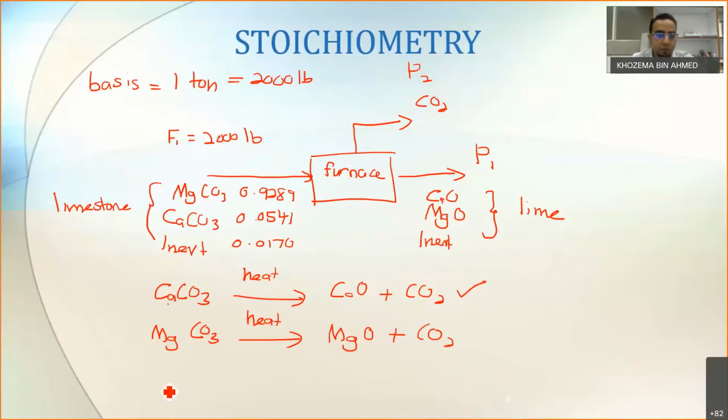So we do the same thing for the magnesium carbonate equation. Magnesium carbonate: magnesium is 1, carbon is 1, carbon is 1, oxygen is 3, oxygen is 1 plus 2 plus 1 is 3, so this equation is also balanced. So now we know that this equation is balanced, we can start to solve for our problem.